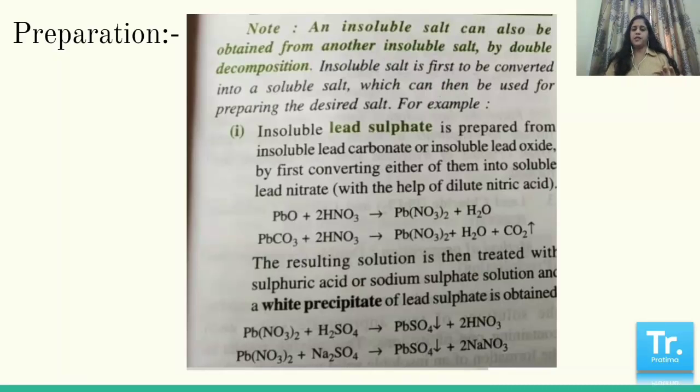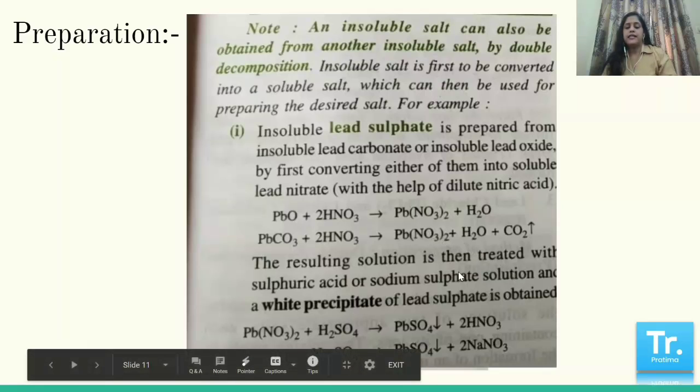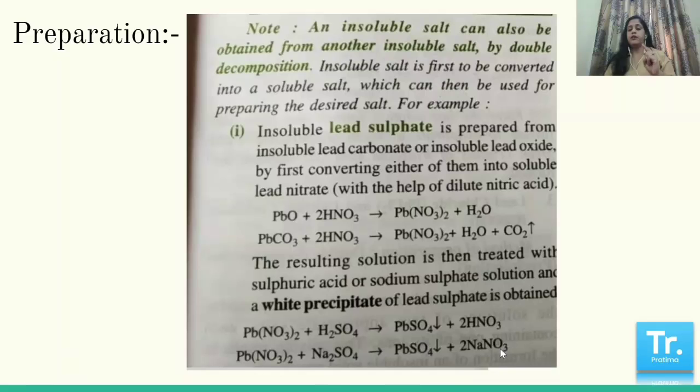which is again a white precipitate. If it was a carbonate, react it with nitric acid, because any metallic carbonate with acid will give you salt, water and carbon dioxide. We need the salt, lead nitrate. To this, if you add sulfuric acid, you get the white precipitate of lead sulfate and nitric acid. So this is very important.